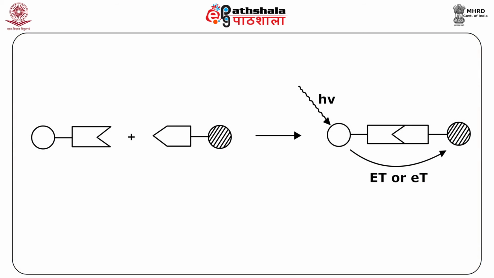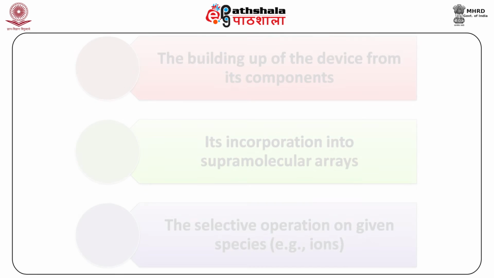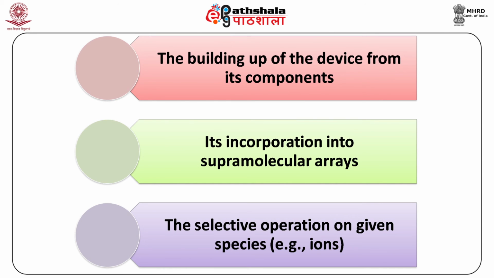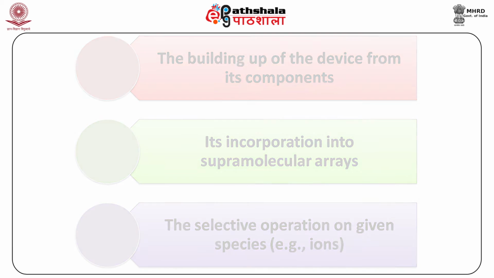The discussed molecular recognition events can occur only if correct selective binding of the complementary active components takes place. Now this you can see in the figure, and these processes may play a role in several key steps, and these steps are the building up of the device from its components. Second step may be its incorporation into supramolecular arrays. Third is the selective operation on the given species, for example ions.